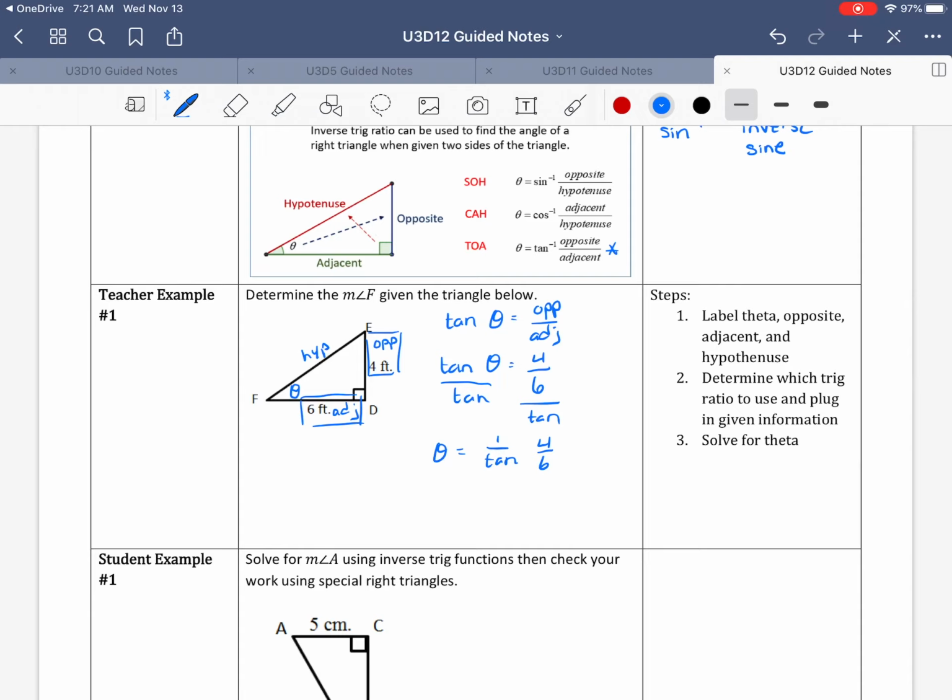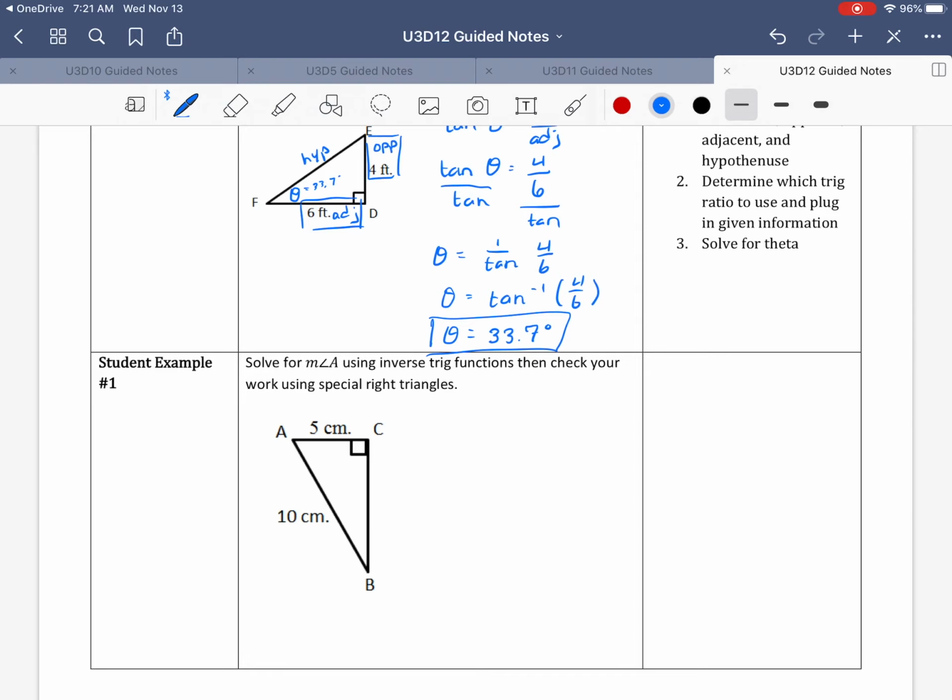And if you remember our exponent rules, 1 over tangent is actually the same as our tangent to the -1 exponent, 4 over 6. At this point, we can plug it into our calculator. Inverse tangent, 4 over 6, theta ends up equaling 33.7 degrees. So what that tells us is theta is 33.7 degrees when you have a right triangle with the opposite of 4 feet and an adjacent of 6 feet. So go through that same process and try student example number 1 below.